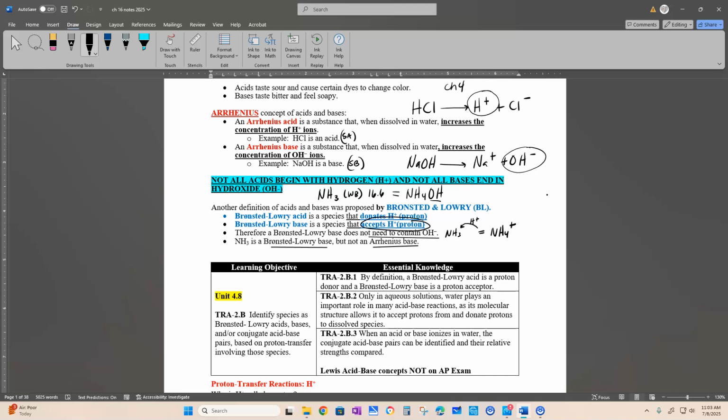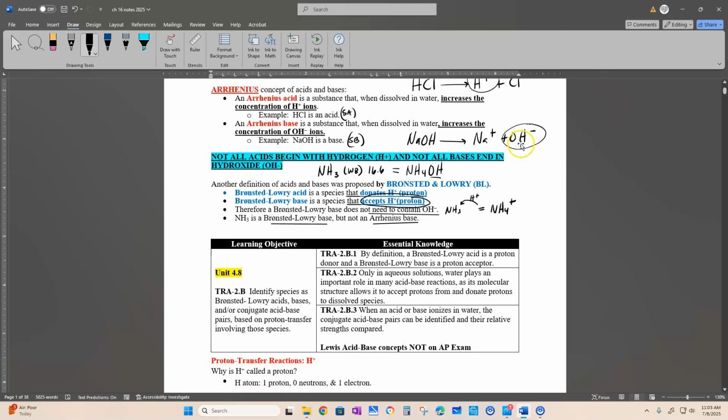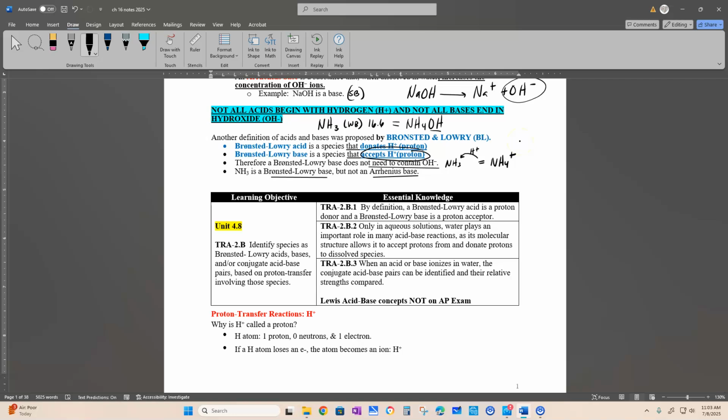Our first learning objective is 4.8. Can you identify a Bronsted-Lowry acid, base, and its conjugate? By definition, what is a Bronsted-Lowry acid or base? Then read the learning objectives. There is a topic called Lewis acid-bases, which is not on the AP test and is not even in the notes, so don't worry about it. Take a minute to read, highlight, and come back to me so you know what AP expects you to master.